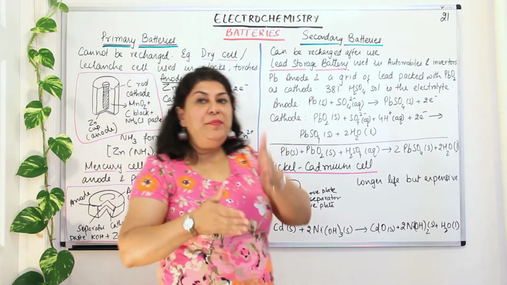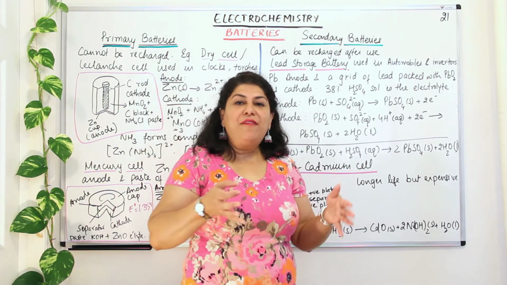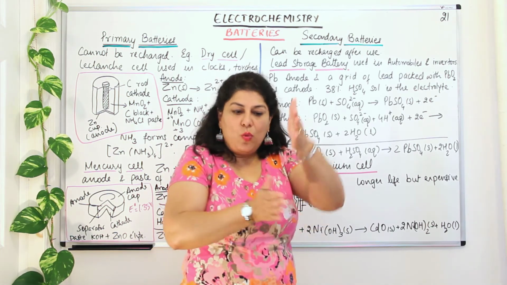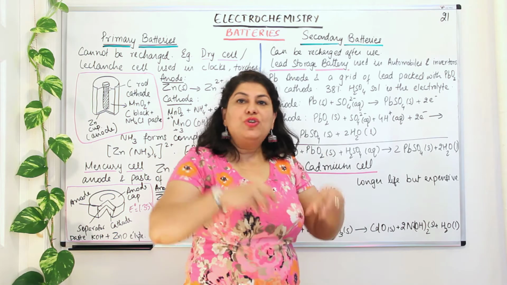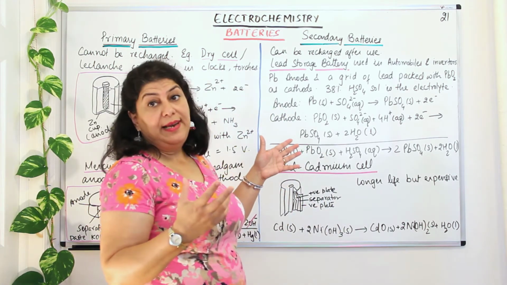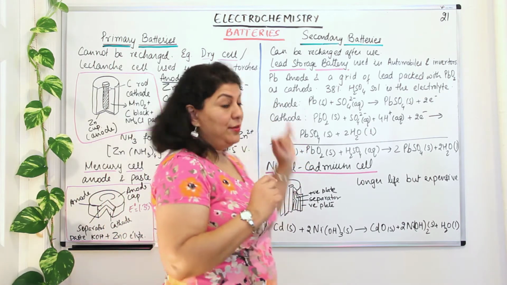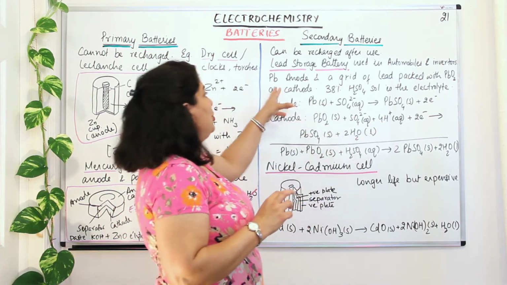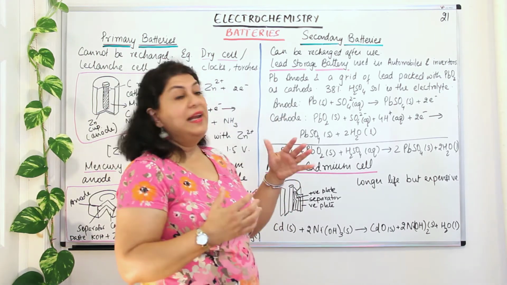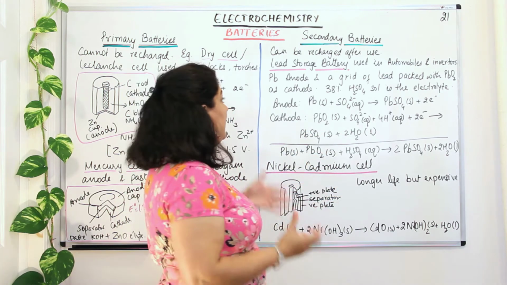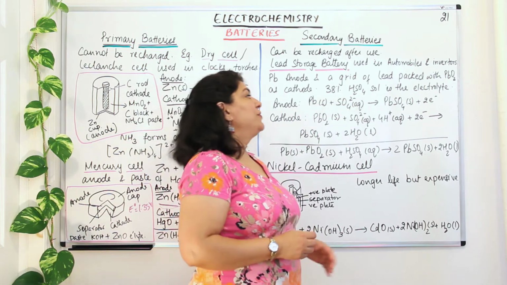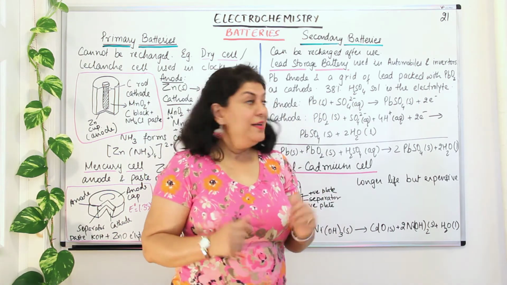A grid means, have you ever been into a maze? The grid is like having pages of a book, one after the other, there are sheets of it. So you see there is a grid of lead which is packed with lead dioxide, which acts as the cathode. So you have the anode which is made up of lead and a grid of lead packed with lead oxide which acts as the cathode. And what is the electrolytic solution in this? You have 38% of sulfuric acid solution which acts as the electrolyte.